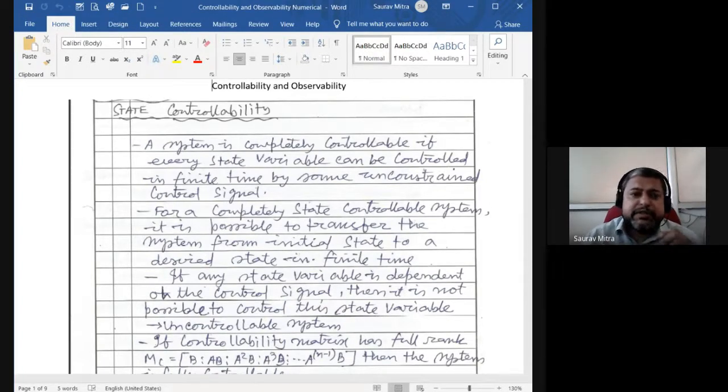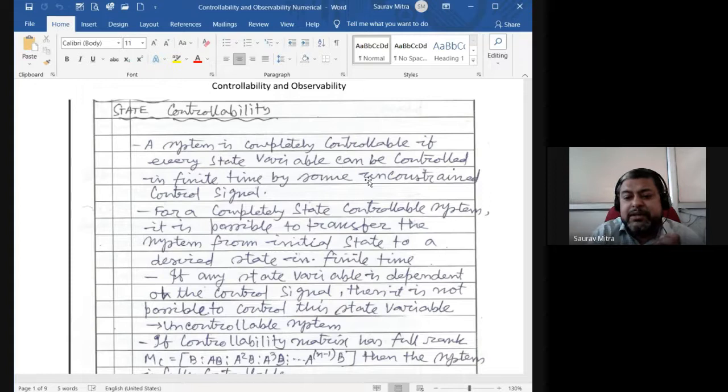For the definition of controllability, I think my slide is visible to you. It is notes I have prepared, 8-9 pages, with all the numericals and everything. Numericals are very easy. You first form the controllability matrix and observability matrix, and find the determinant. If the determinant is non-zero, the system is controllable. If the determinant is non-zero, the system is observable.